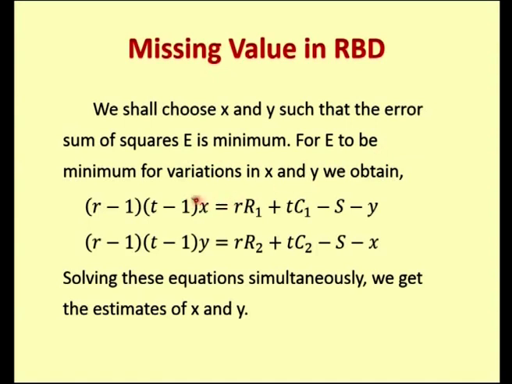For E to be minimum for variations in x and y, we obtain the two equations as (r minus 1) into (t minus 1) x is equal to small r into R1 plus small t into C1 minus S minus y, where S is the total of all the known observations and R1 is the total of the row where the first observation is missing. And the next equation is (r minus 1) into (t minus 1) y is equal to small r into R2 plus t into C2 minus S minus x. Solving these two simultaneous equations, we get the estimates of x and y.